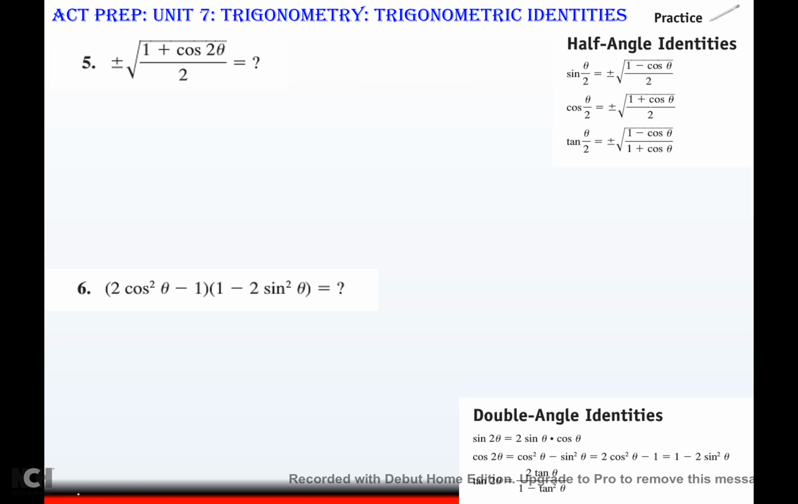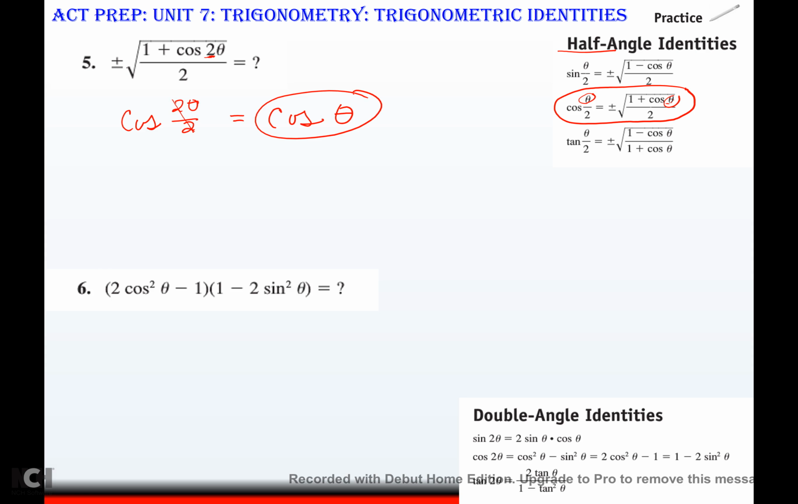Alright, number 5. Oh, I see those square roots and I think half angles. So I'm looking for plus or minus the square root of (1 plus cosine theta) over 2. So this is equal to cosine of... well, I almost screwed up. The only problem here is that's a 2 theta and that's just a theta. Well, look, this has to match this. So if I put 2 theta in here, then I have to put 2 theta up there, which the 2's would cancel, so this actually just comes out to cosine theta.